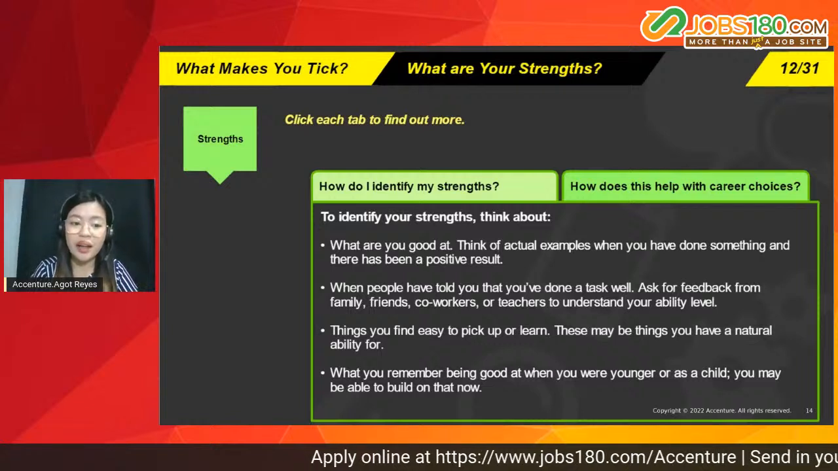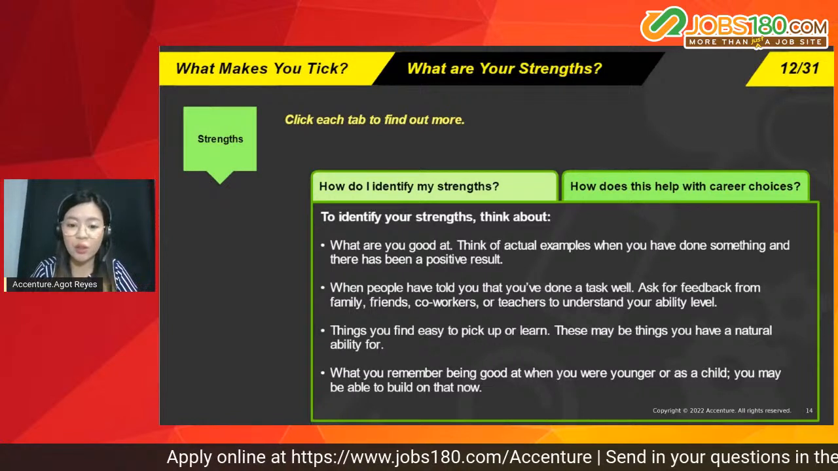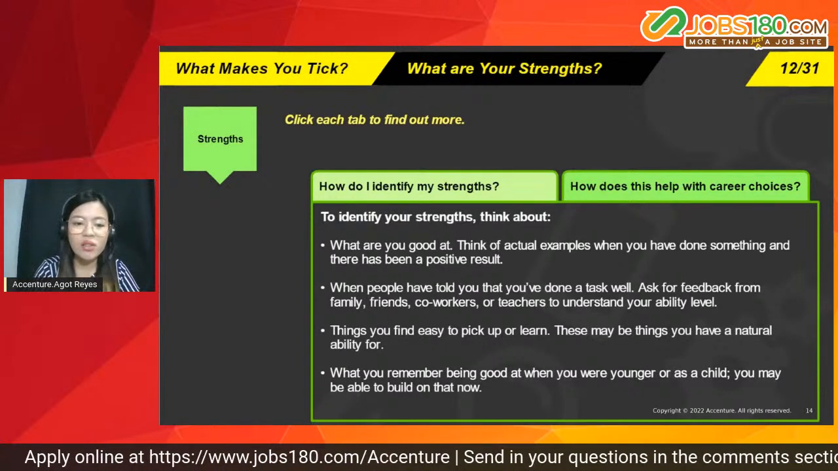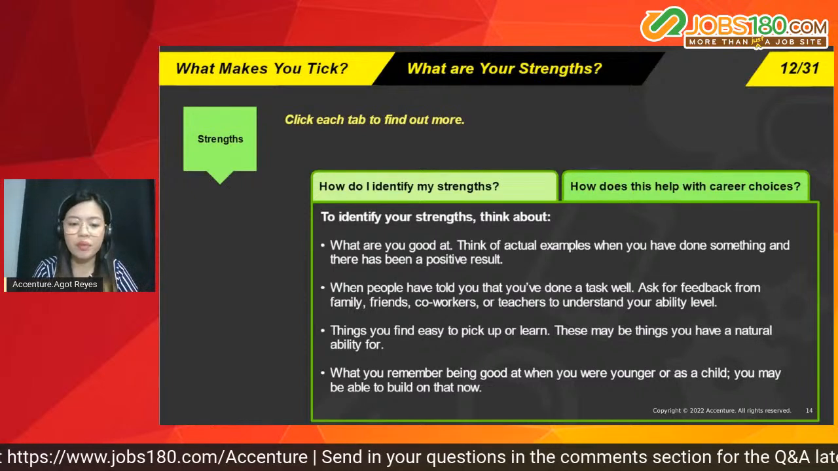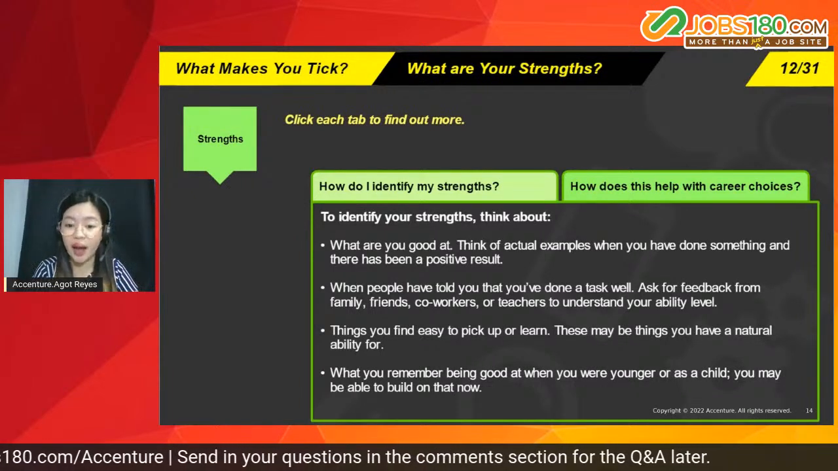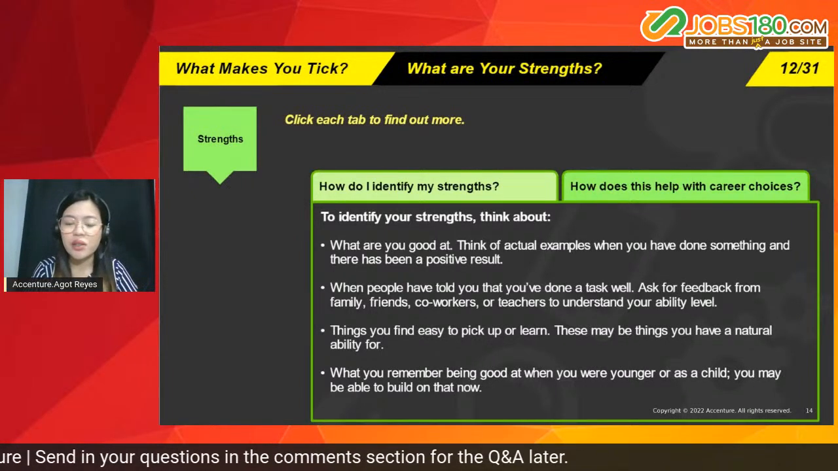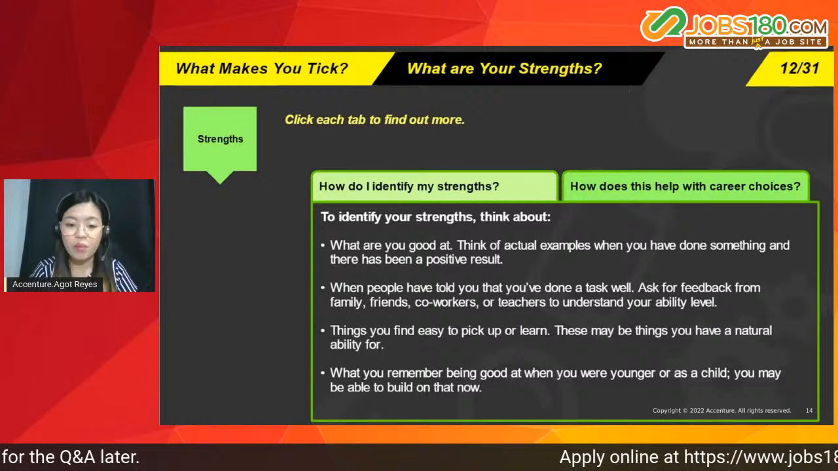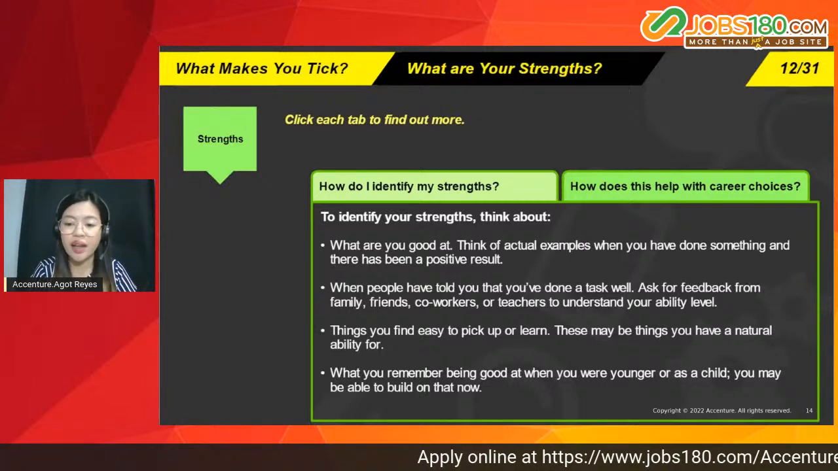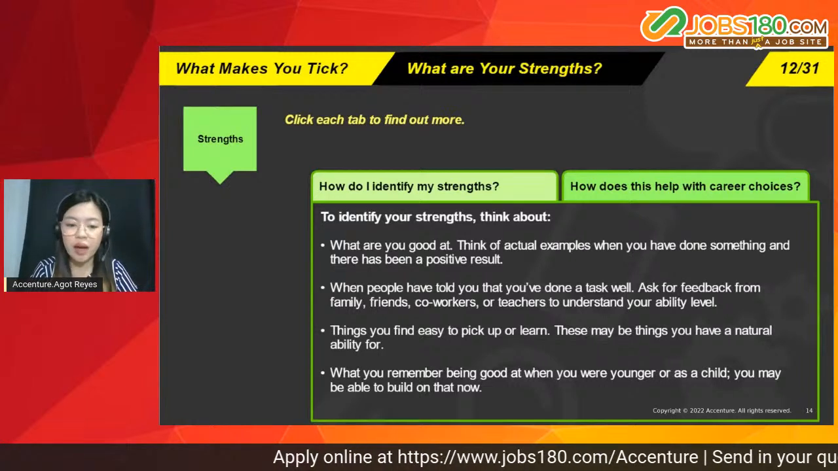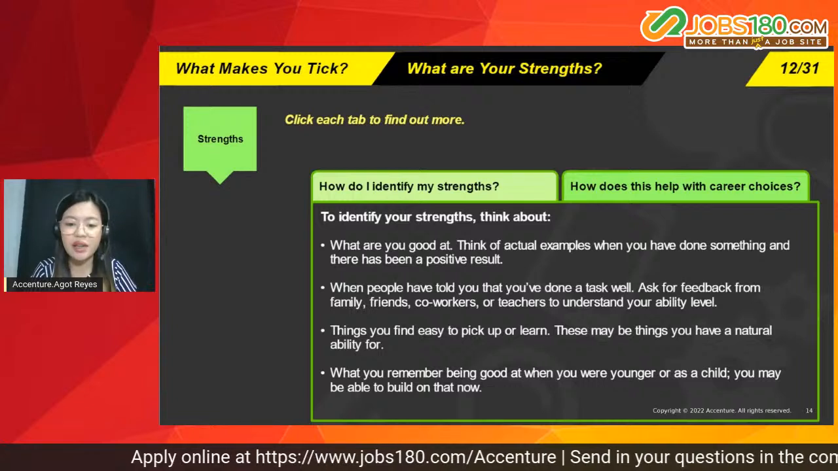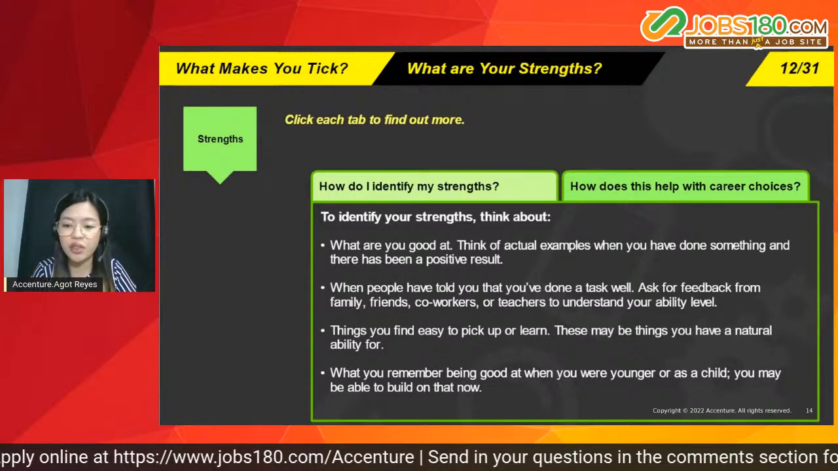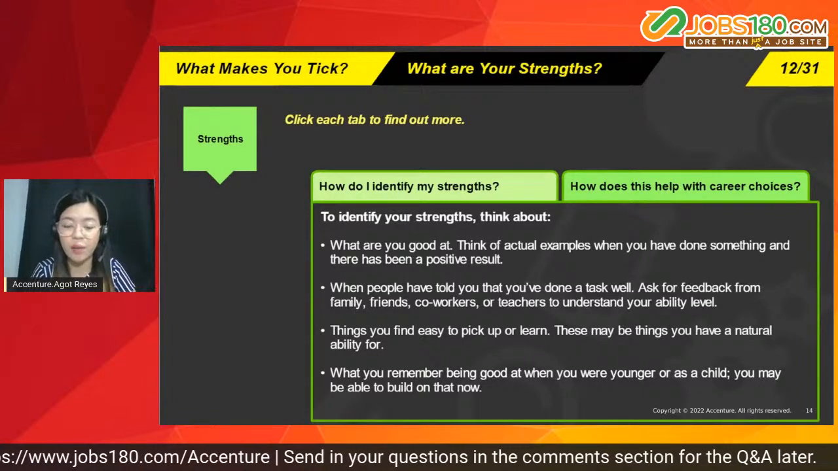So next, for strengths, ayan, how do I identify my strengths? So kung kanina, yung interests, what do you like doing, yung strength naman, you have to ask yourself, what are you good at? So saan ka ba magaling, no? So think of actual examples when you have done something and there has been a positive result. So when people have told you that you've done a task well, ask for feedback from family, friends, co-workers, or teachers to understand your ability level.